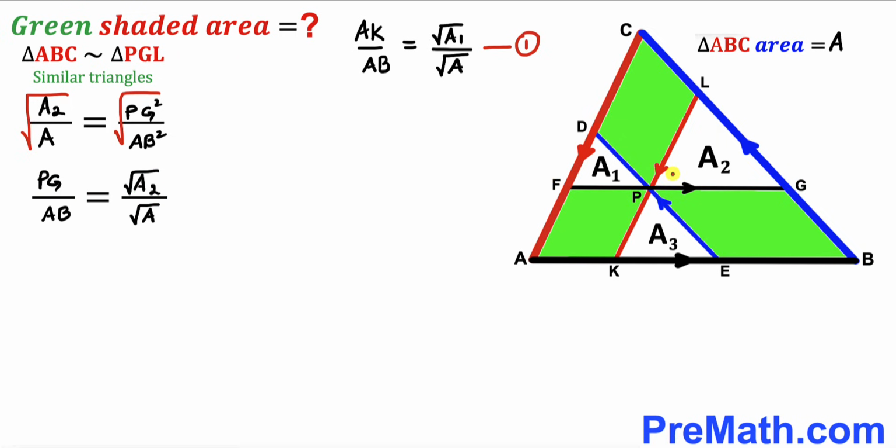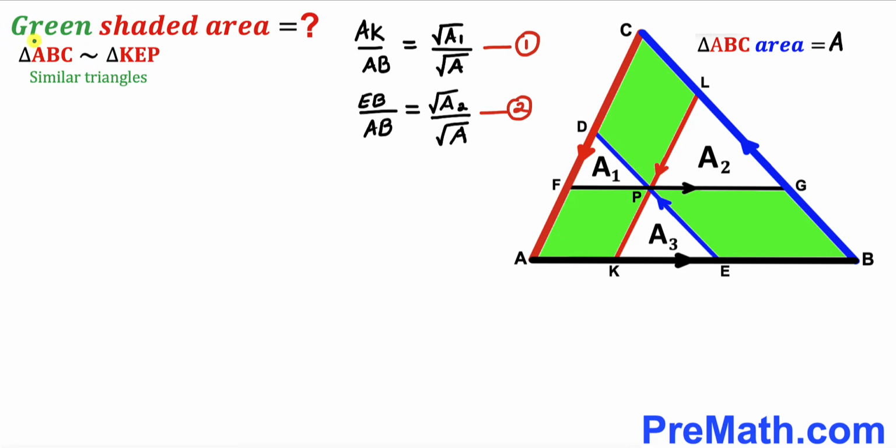And now let's make an observation. We can see that this PG segment length equals this segment EB length. So therefore I'm going to replace this PG with EB over here, as you can see in this next step. And I'm going to label this one as our equation number 2.